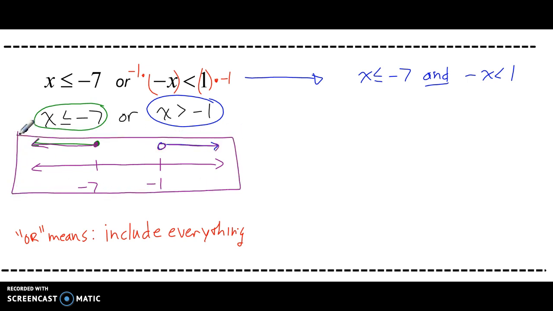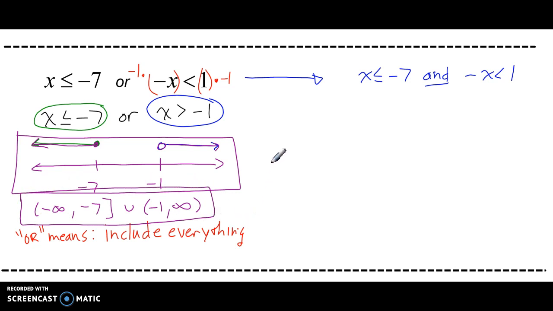In interval notation, you have a little bit of a challenge because there's two intervals here. There's an interval that includes -7. I wrote that 7 really weird. There we go. And there's an interval from -1 to infinity. So the interval notation has this union symbol in between to say I'm including all of that.